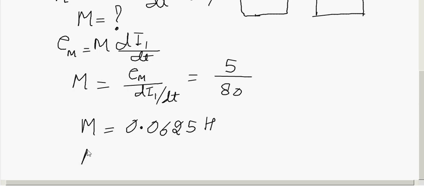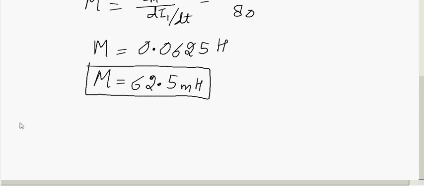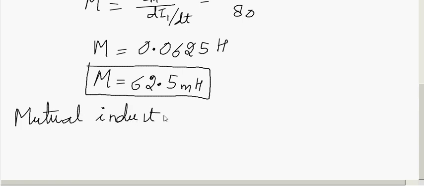Or you can write it as 62.5 millihenry. So the mutual inductance between two coils is 62.5 millihenry.